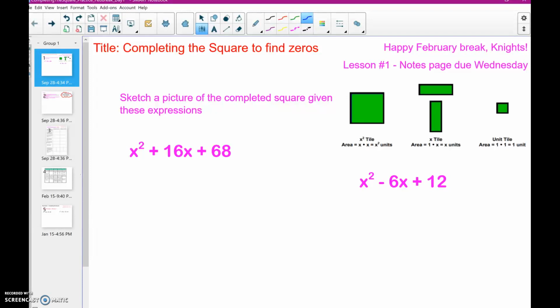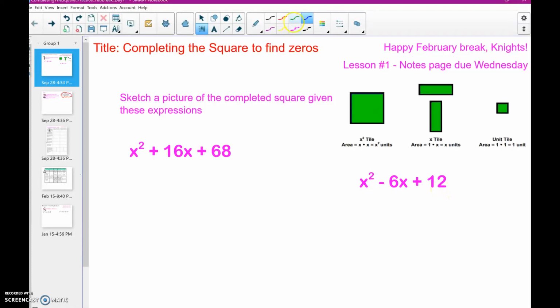Our title is Completing the Square to Find Zeros, and what we're going to do for our opener is sketch a picture of the completed square given these expressions: x squared plus 16x plus 68 and x squared minus 6x plus 12.